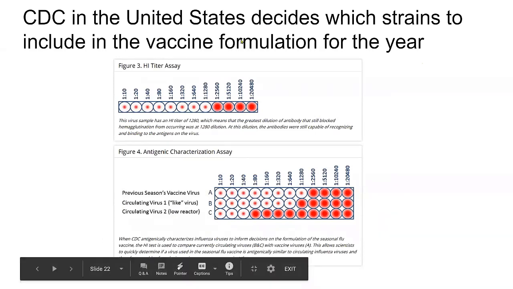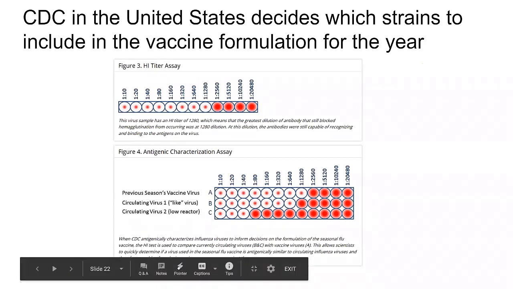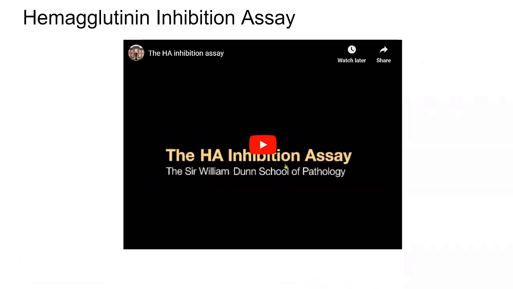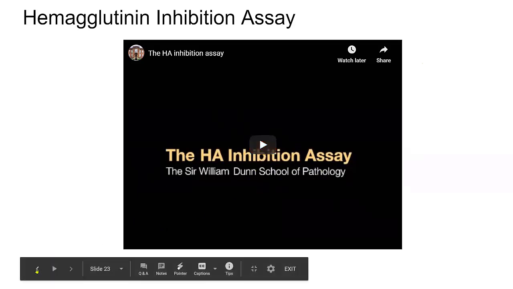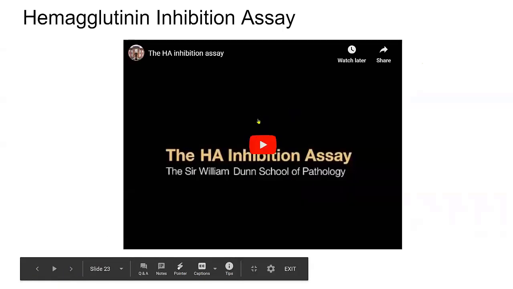But this usually happens in February. CDC is deciding in February for what goes in the vaccine that we're going to give in November. Okay, so here's, I think, about 2 minutes, and it's going to show how you do that test. How do you do this test with red blood cells? Here's how it's done.